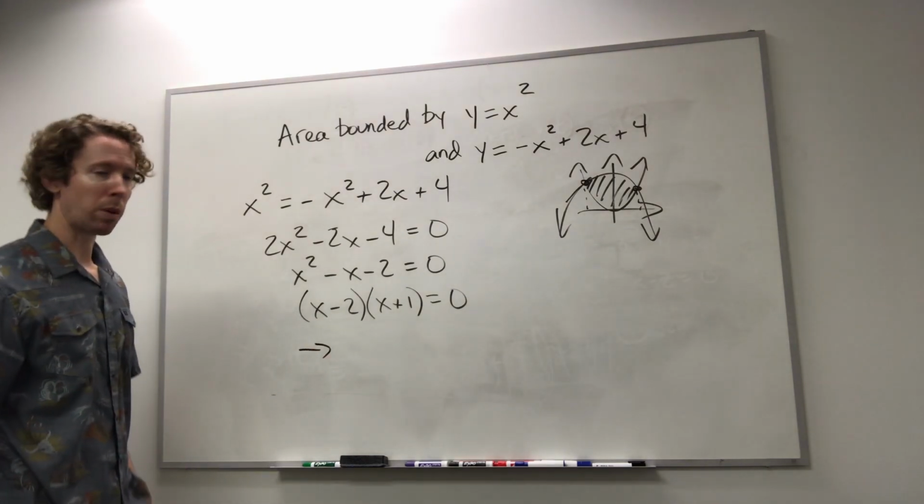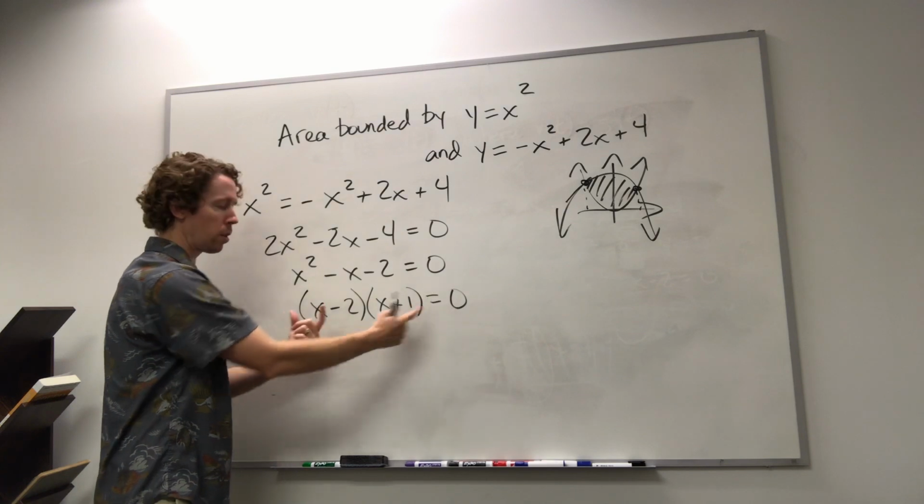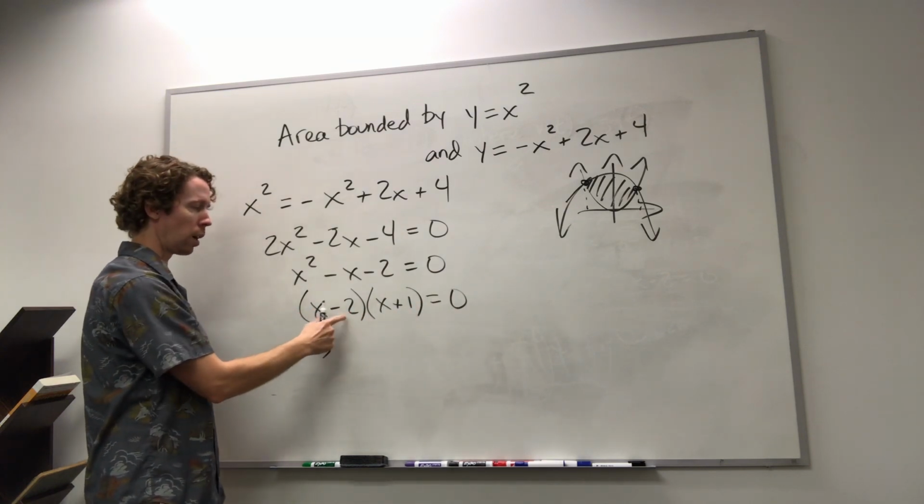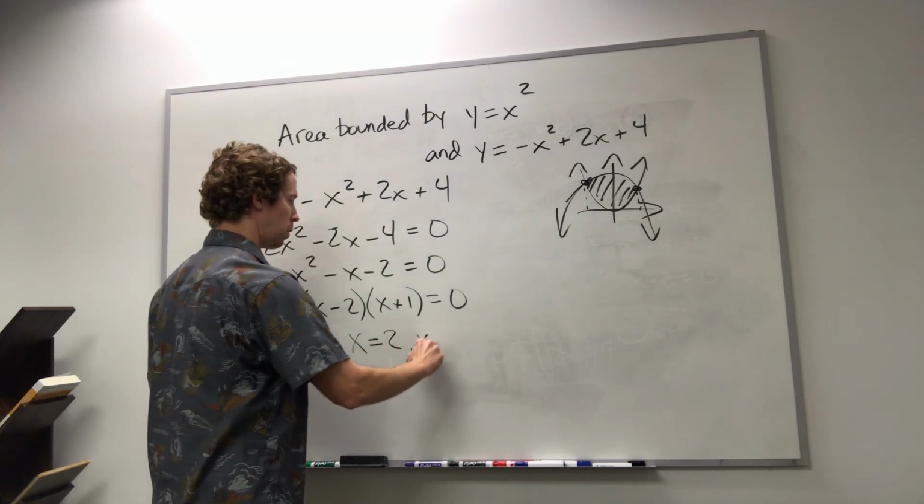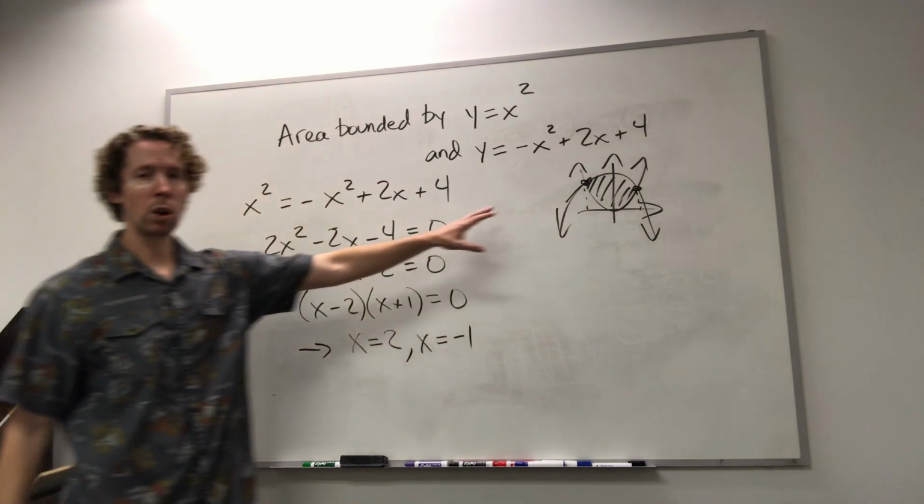All right, then I'll use the property that if you have two numbers multiplied together equaling 0, either the left one is 0 or the right one is 0. The left one is 0, that means x equals 2. And if the right one is 0, x is negative 1. So we know where this is happening.